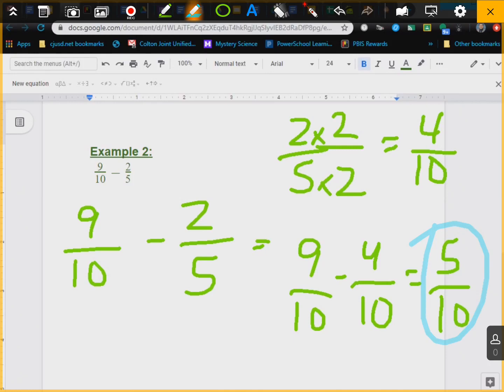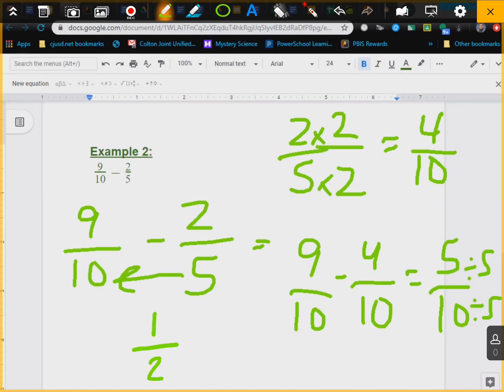Do you know of any number that you could take out of both 5 and 10? Why don't you take a second, pause, and think about it. Well, I know that since 5 goes into 10, I could take a 5 out of 5 and a 5 out of 10. 5 divided by 5 is 1. 10 divided by 5 is 2. Doing so gives me the fraction 1/2. And that is in simplest form. Actually, just so you know, if the numerator is ever 1, that fraction is in simplest form because 1 is as small as you can get it. You can't take anything out of 1 evenly like that. So 1/2 would be simplest form, okay?